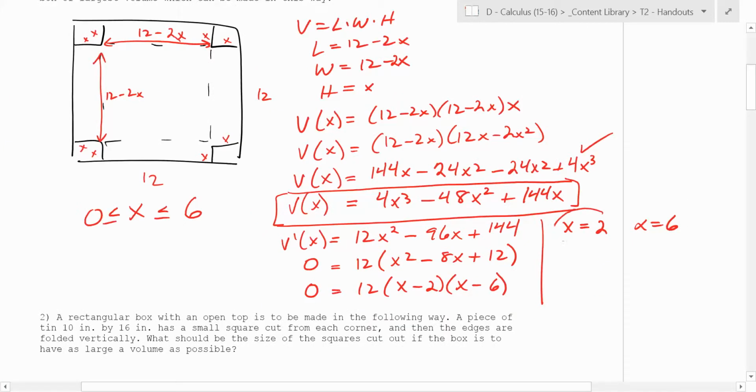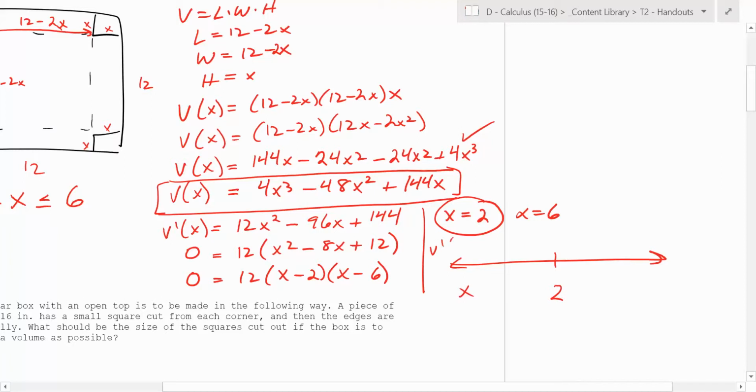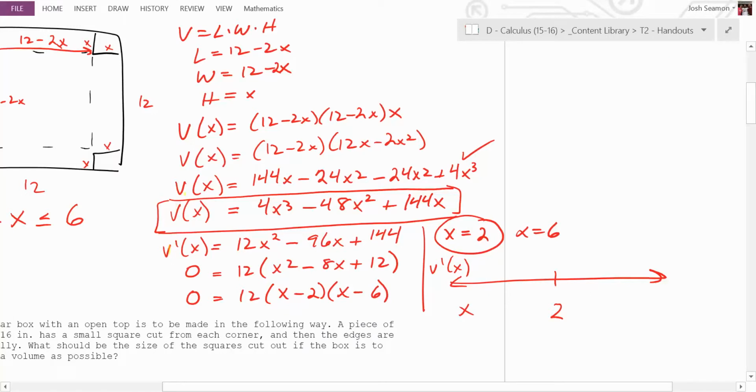So the only one you test is 2. You have to make a sign diagram for it. So you have 2. So you have x and v prime. Where's v prime here? V prime, we know, is right there in front of us. Oh, here's the nice v prime right here. So we test v prime, and what do you end up with?